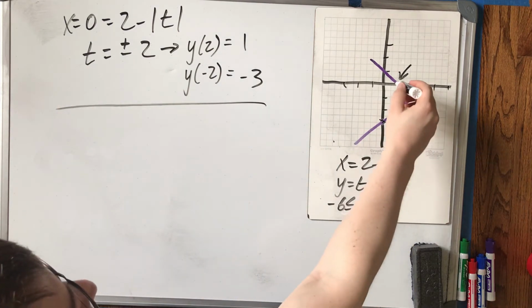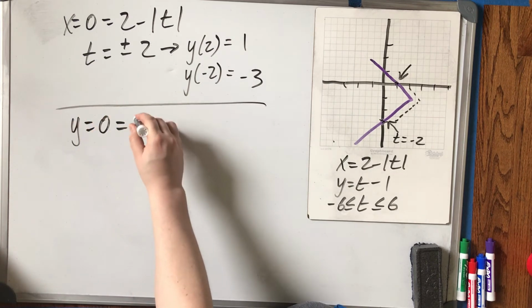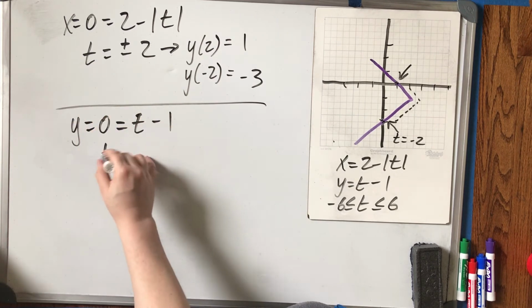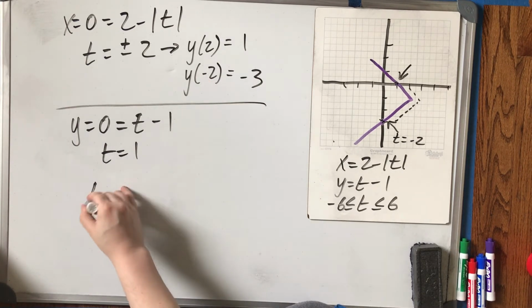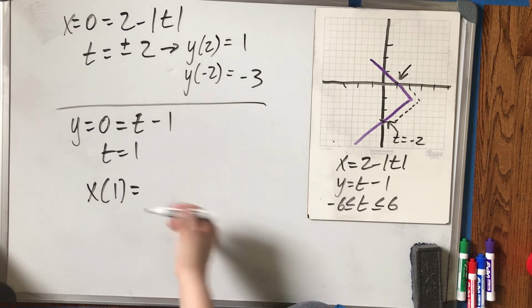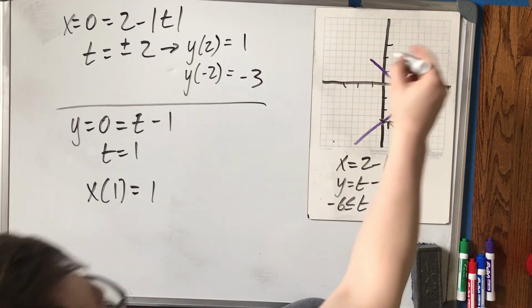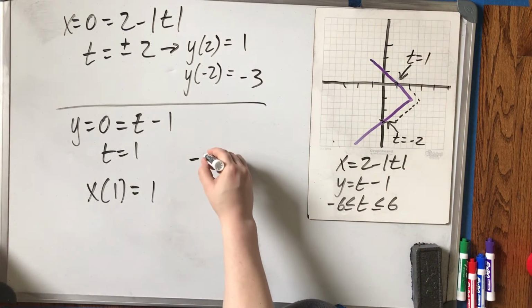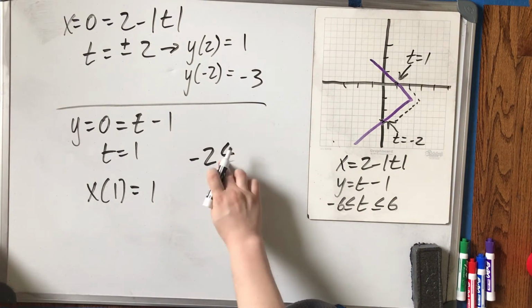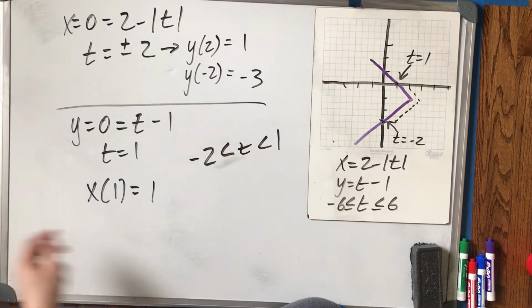Now let's figure out what's happening right here. At this point, we know y equals 0. So I'm going to set y equal to 0, and I'm going to get t equals 1. I don't really need to do anything else. If you really want to, we can see what x is at that value, and it is going to be 1, which lines up. So I know that this is a t value of 1. So this thing is in quadrant 4 from negative 2, not equal, to 1. The reason it's not equal is that it's on the edge. It's not actually in a quadrant.